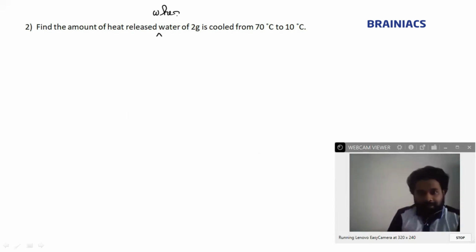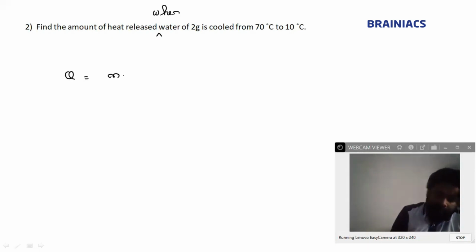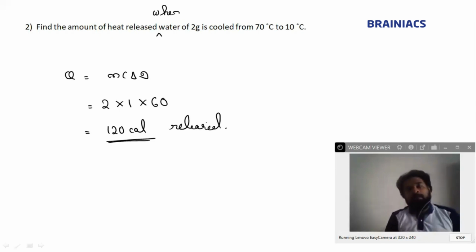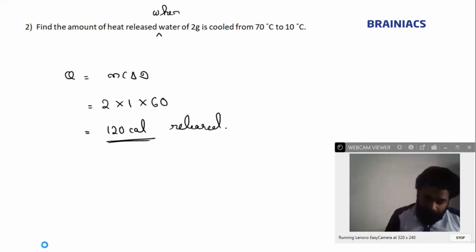So here the temperature is coming down. We are reducing the temperature, so heat should be released. To increase the temperature, heat should be absorbed. So we know Q is equal to mc delta theta. How much is the gram? 2. Specific heat capacity of water is 1. Change in temperature is 60. So this is going to be 120 calorie. Clear? So this is the answer for this question, and this is released. Clear? Next one.